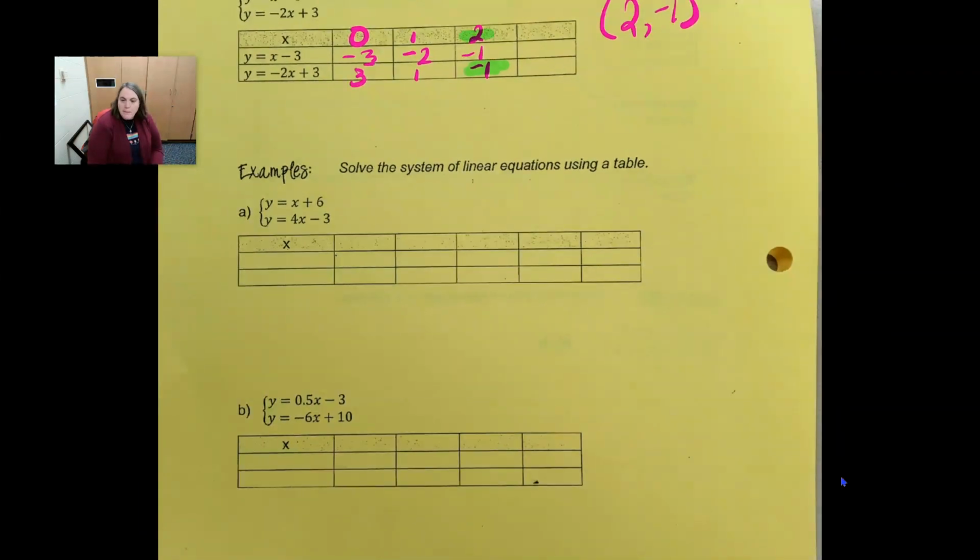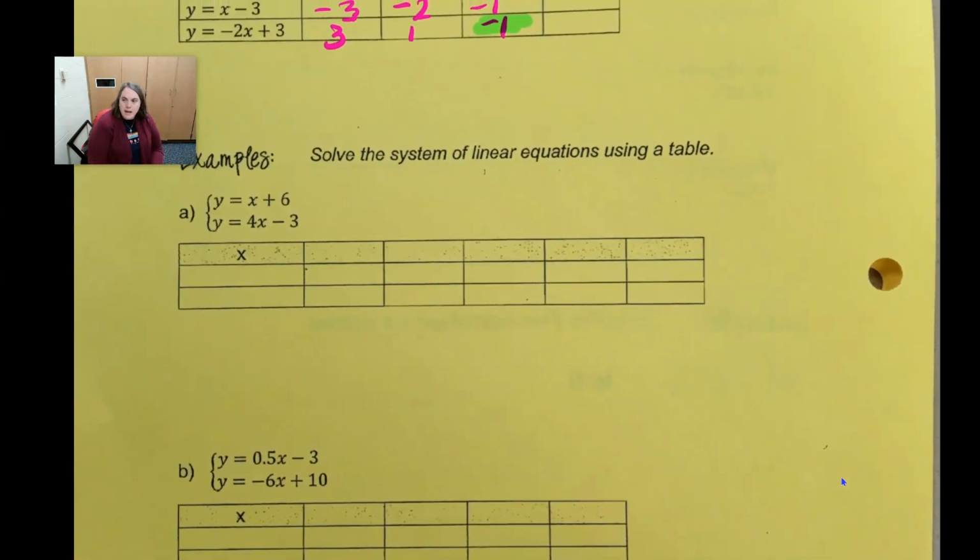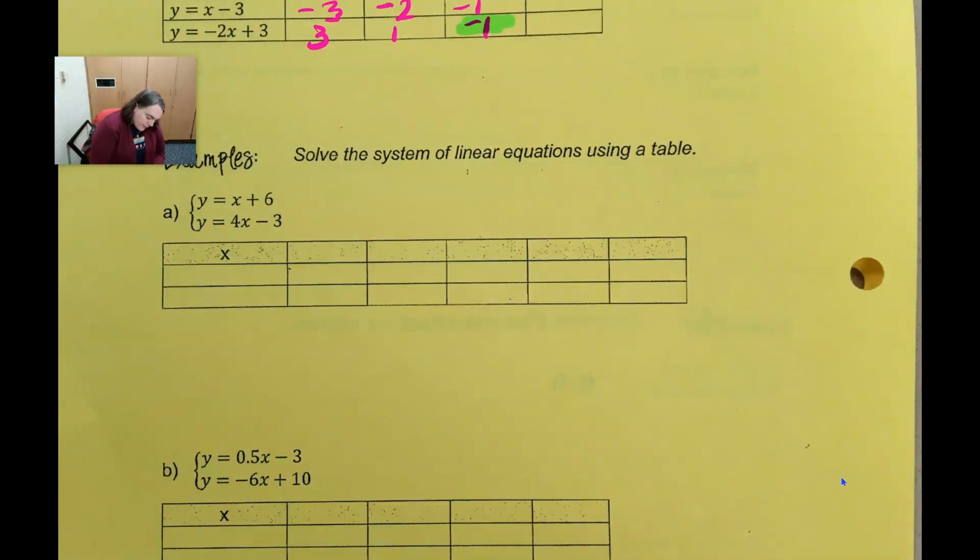So we've got 2 more examples here. Let's just do one. Let's just do A. So our first one's going to be y equals x plus 6, and then y equals 4x minus 3. So let's think a little bit. We're going to be adding 6, then we're going to be multiplying by 4, and then subtracting 3. So just sort of think about where we're going to start. So let's go ahead and just start with 0. So we get 6, and we get -3. Not terribly far off, but let's keep going.